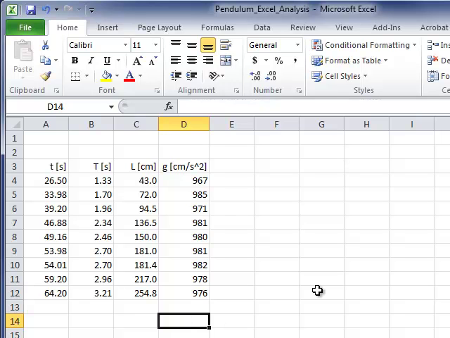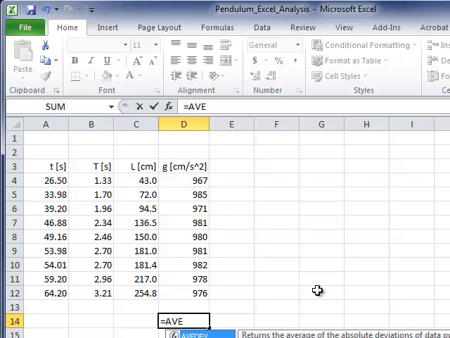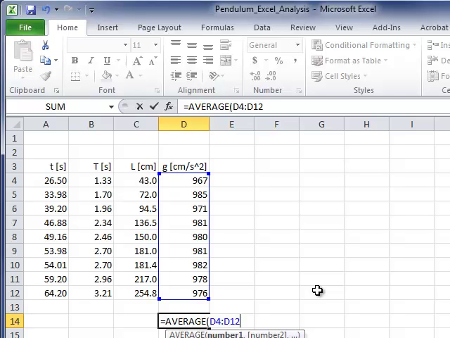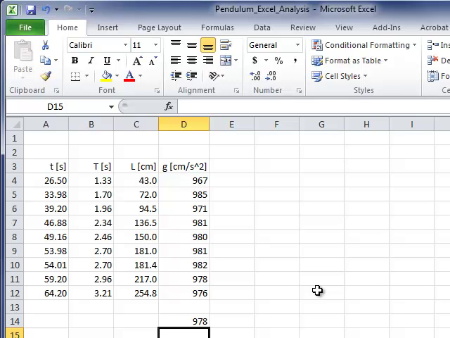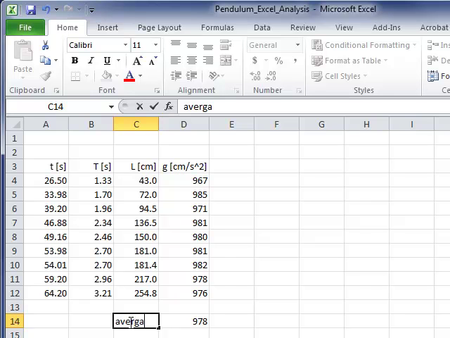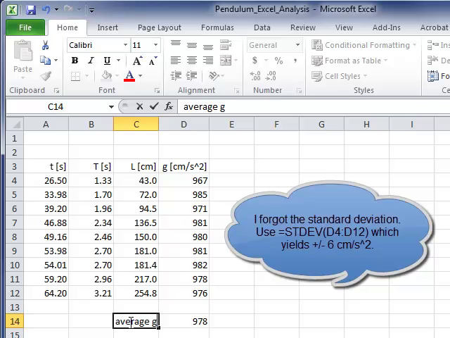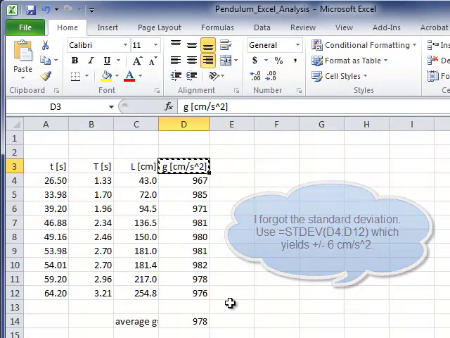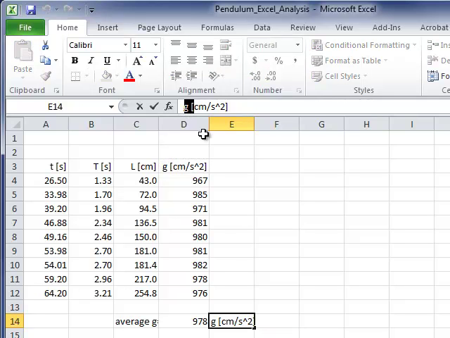Okay, I'm going to calculate the average here. So equals average, and that goes from data D4 to D12. There we go. Hit enter, and I come up with an average of 978 centimeters per second squared. So that's just a little bit off, a little bit less than 0.5%. So here I can write average G. There we go.